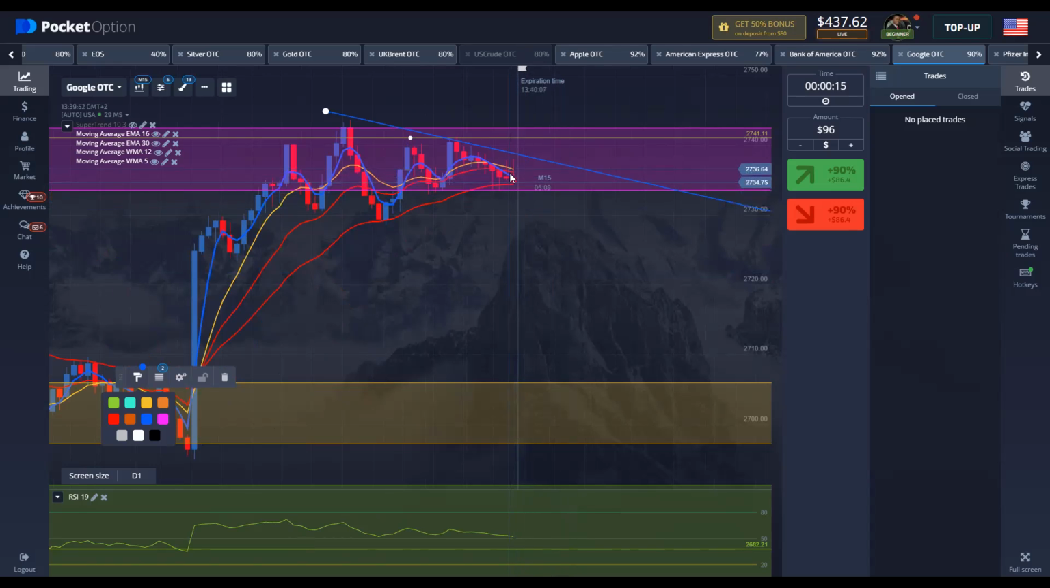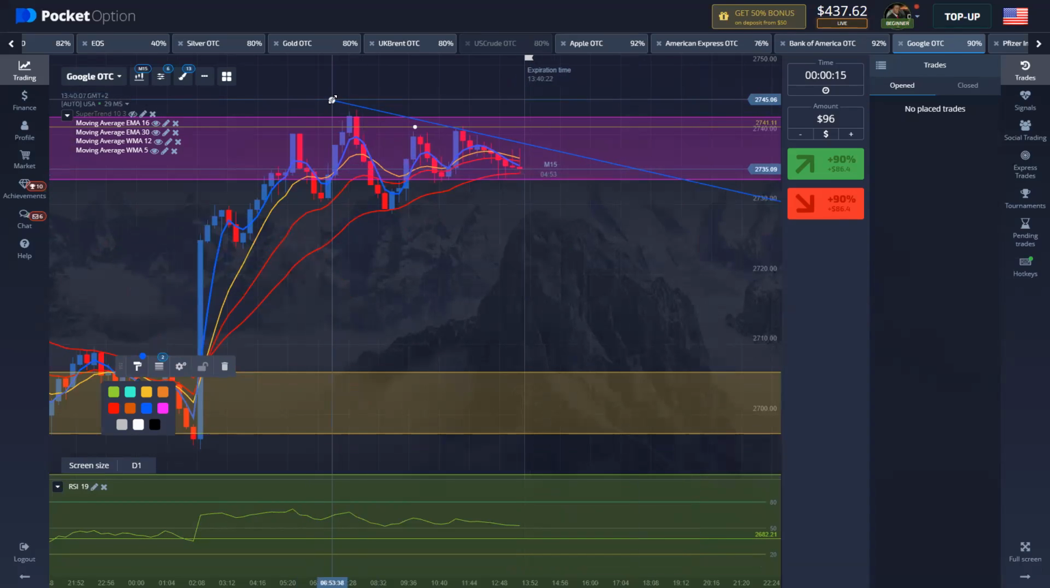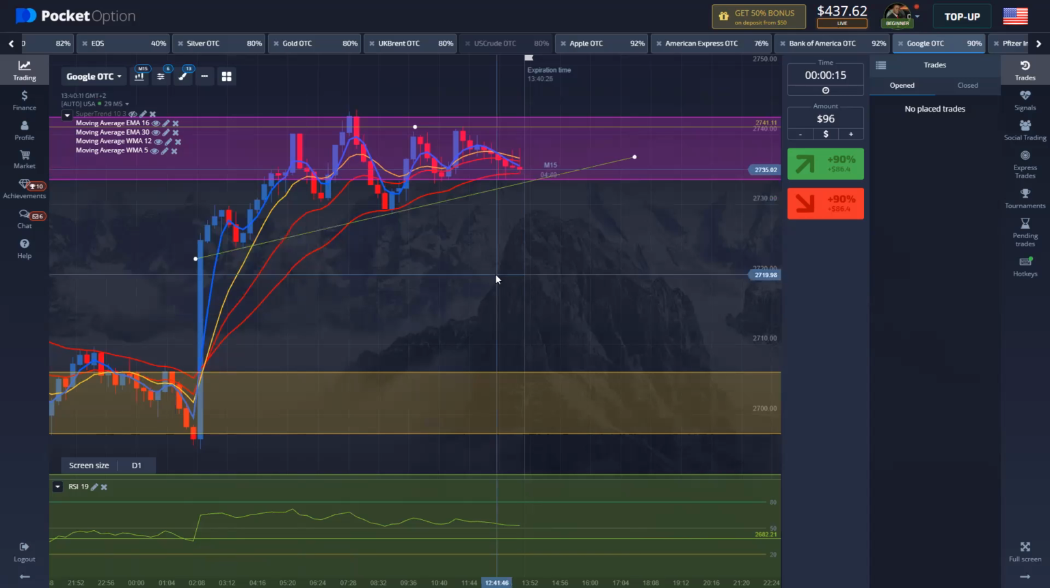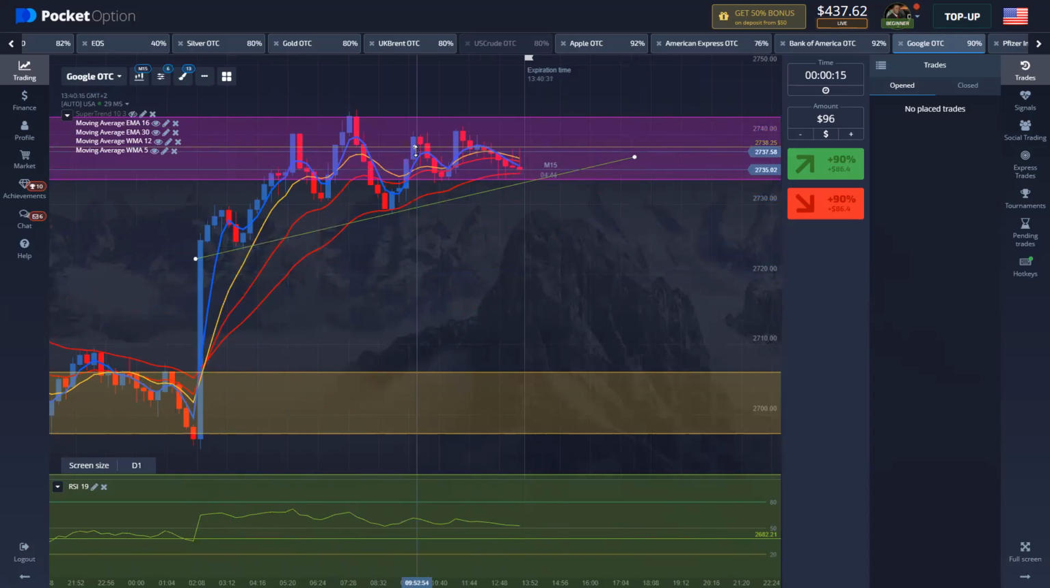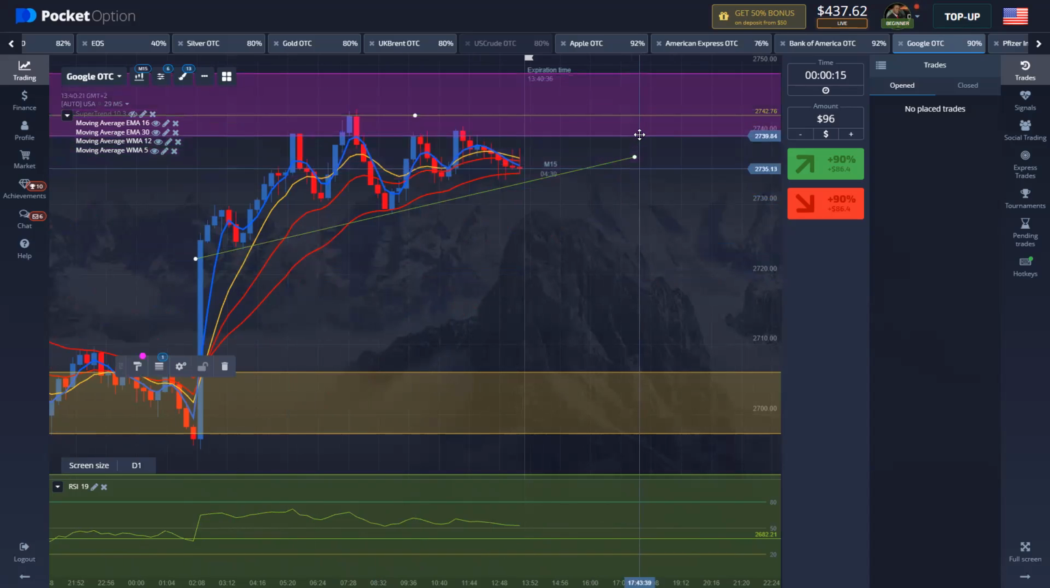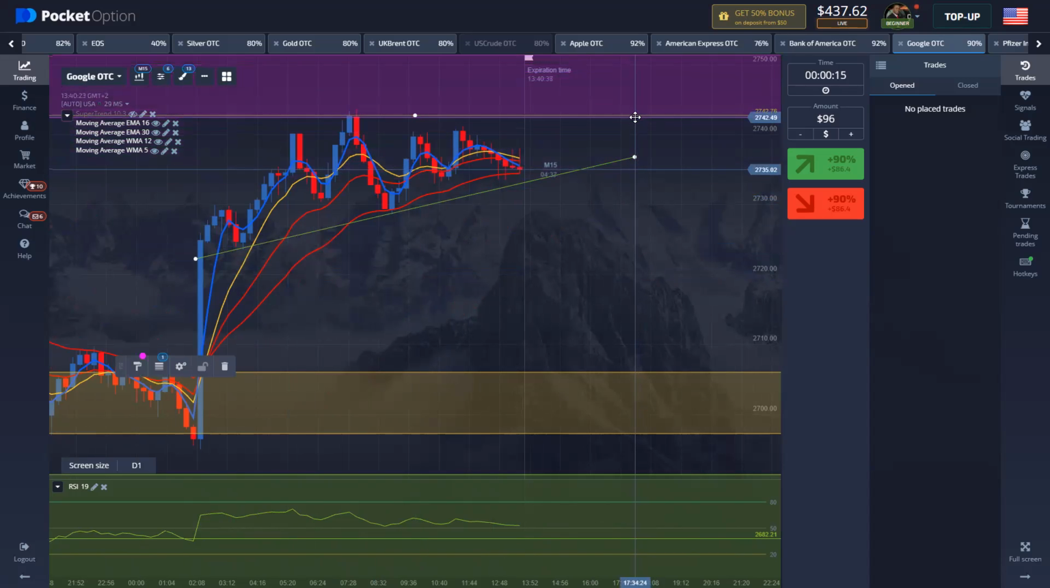and basically wait for this blue EMA to cross over this red EMA. So that's what I need to wait for. So while I'm waiting for that, let's see here. While I'm waiting for that, I'm going to update my trend line. Excuse me. I'm just going to do this up here, and I'm going to do this right there with it.